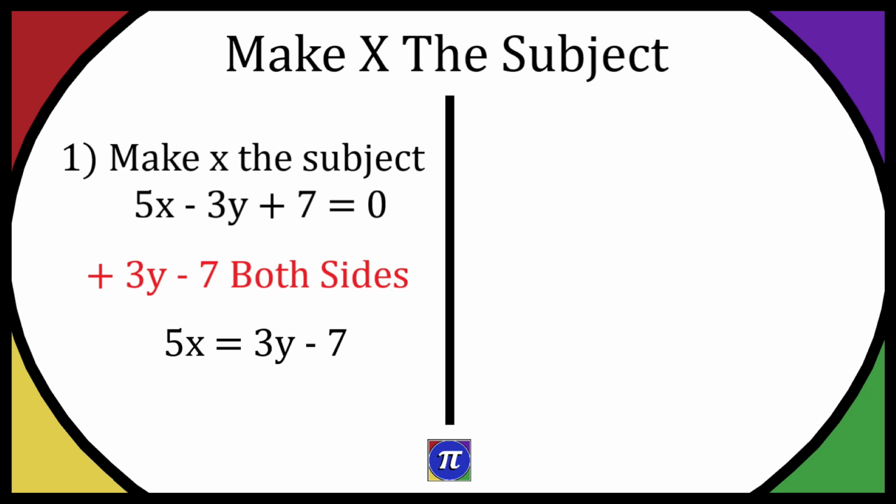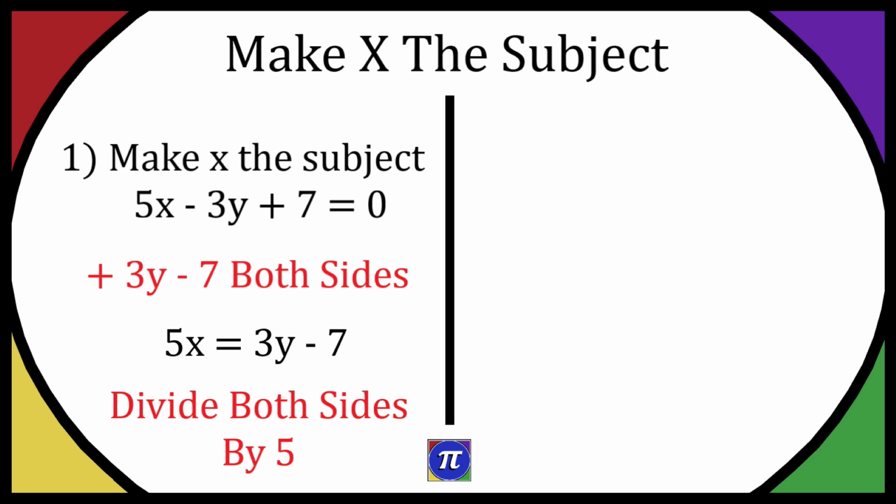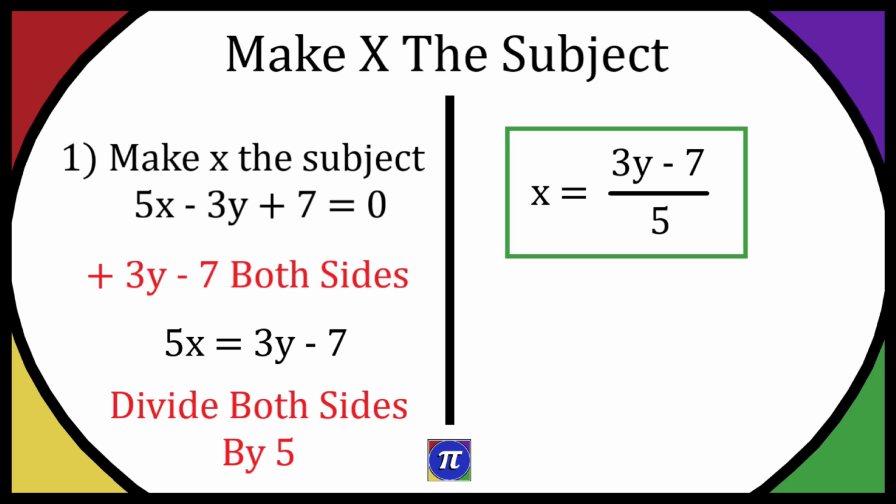So from here we can see we have 5x. So if we want x by itself, we can divide it by 5. So let's divide both sides by 5, because whatever you do to one side you have to do to the other side. So dividing both sides by 5, we're going to get x is equal to (3y minus 7) over 5.